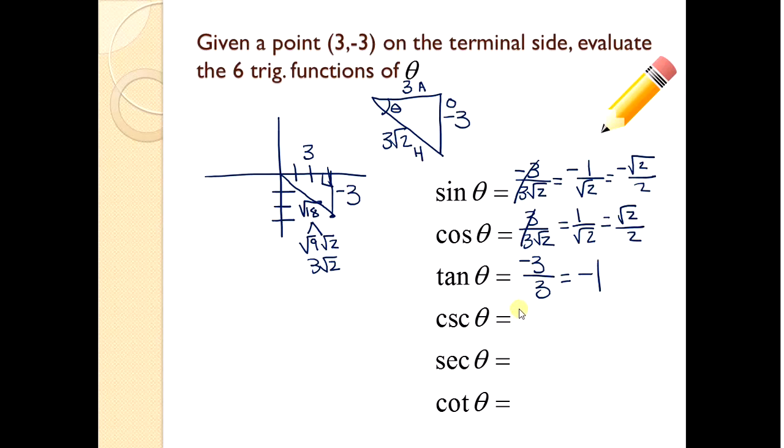Cosecant is sine flipped, so that's negative square root of 2. Remember, whenever you're doing cosecant, always start with the non-rationalized one. If there's a radical on the bottom, just start there. Don't use the one where you've rationalized the denominator. Otherwise, you're going to have to flip it again, and it's going to be a lot more math. Work smarter, not harder. Secant is going to be the square root of 2, because that's this flipped, right? Cotangent is 3 over negative 3, aka negative 1.